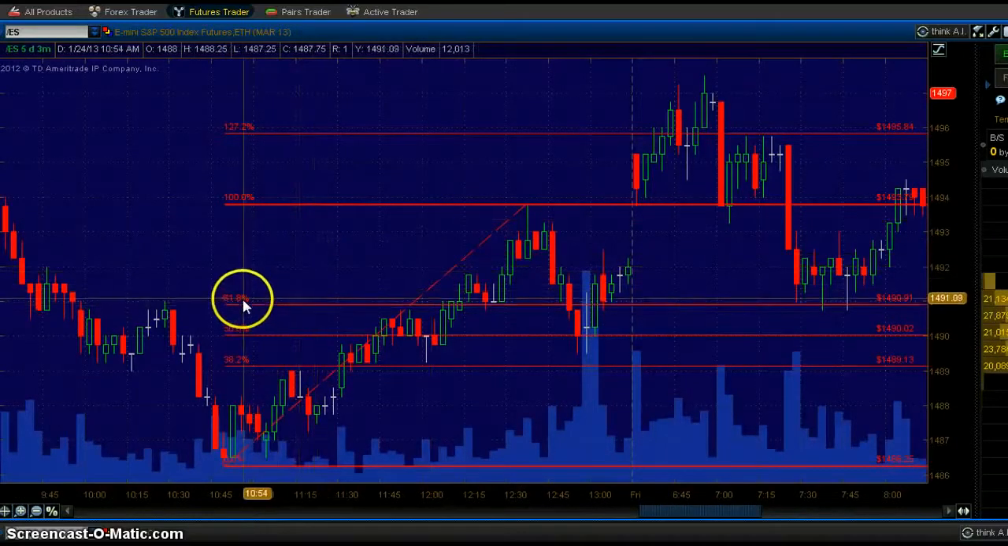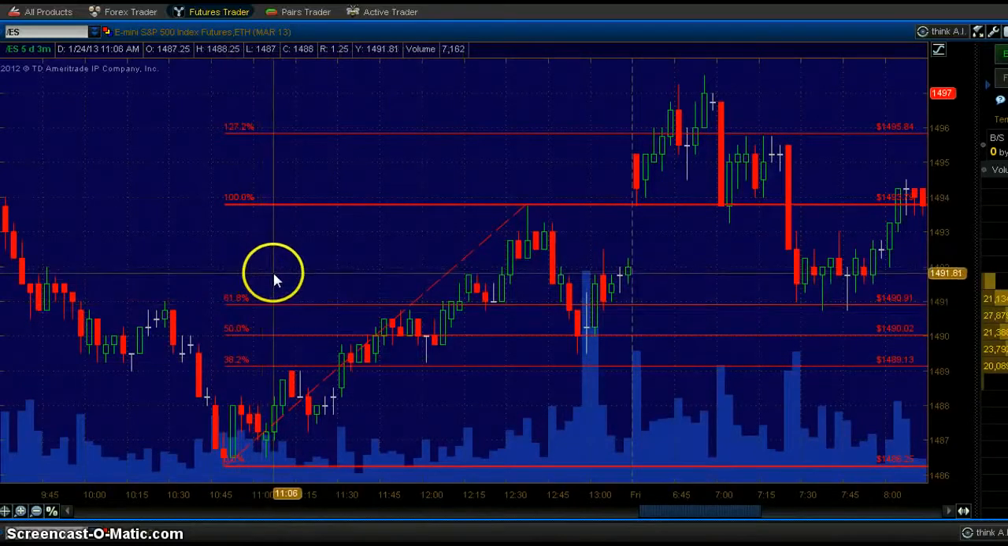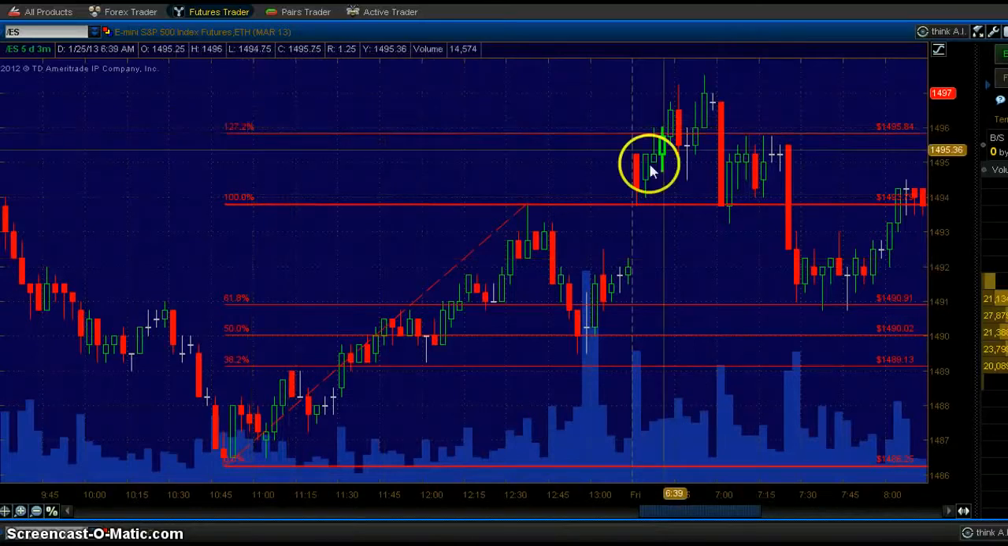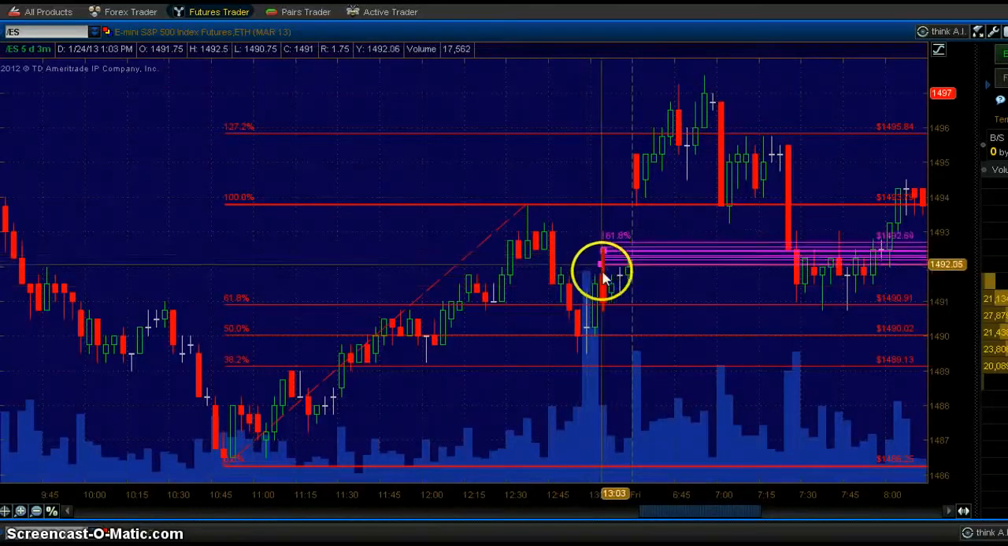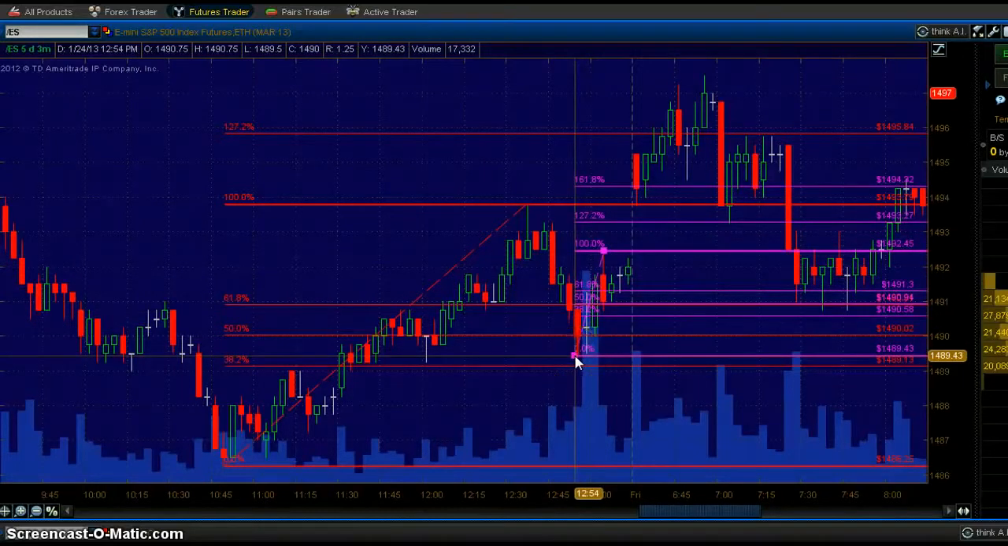So the major levels again were the 61.8, the 50%, and the 38.2. You can use target levels to get an idea of where it can move up to. Is 127.2, and higher up here you can't see it, is 161.8. Here I'll just click on the line, just randomly drawing a line here just so you can see these levels.